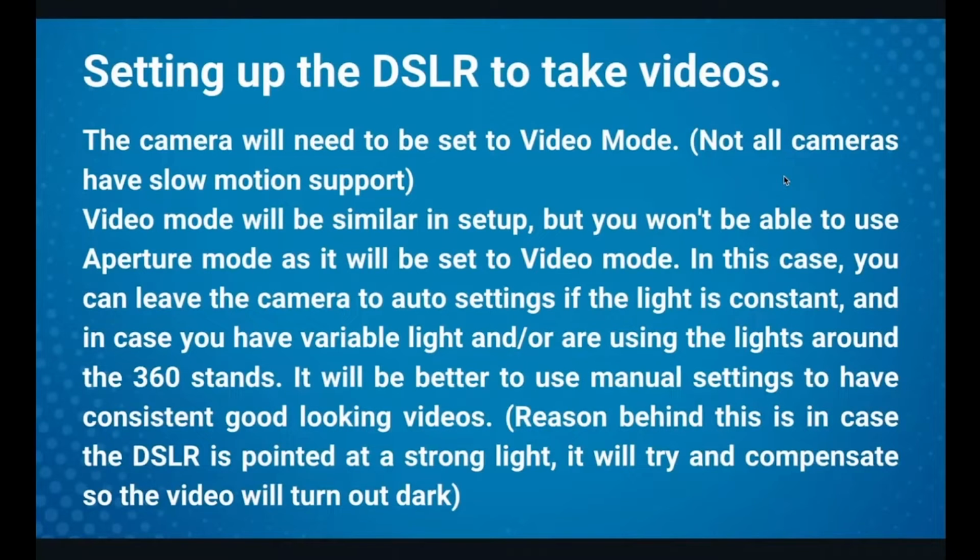In this case, you can leave the camera on auto settings if the light is constant. And in case you have variable light and are using the lights around the 360 stands, it will be better to use manual settings and have consistently good looking videos. The reason behind this is that in case the DSLR is pointed at a strong light, it will try to compensate so the video will turn out dark. So for example, let's say you set up the camera for daytime light and then a cloud comes. If it's on manual mode, the images will just become darker. So it applies the same for video.